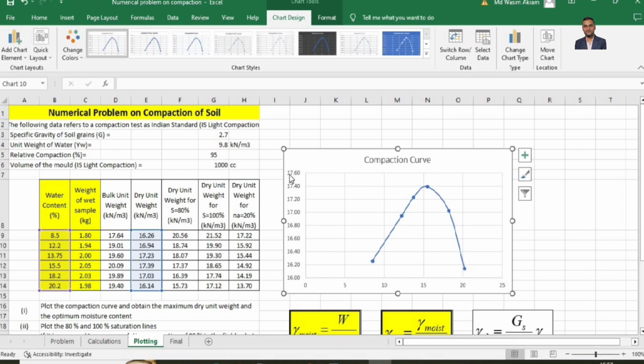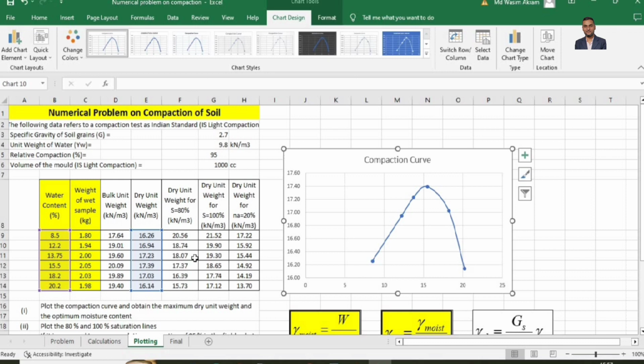We can edit the axis, like here we can write gamma D, and here water content. So for better presentation we can label the axis of the graph.